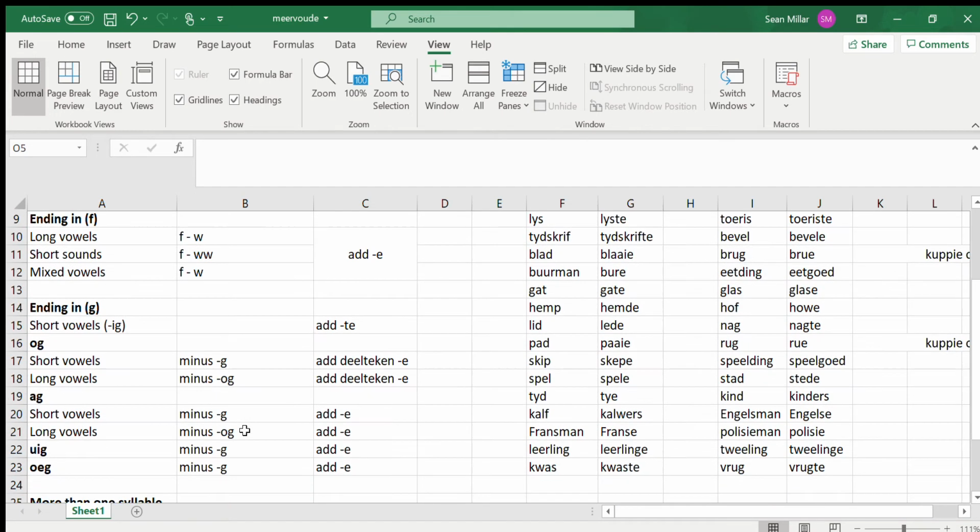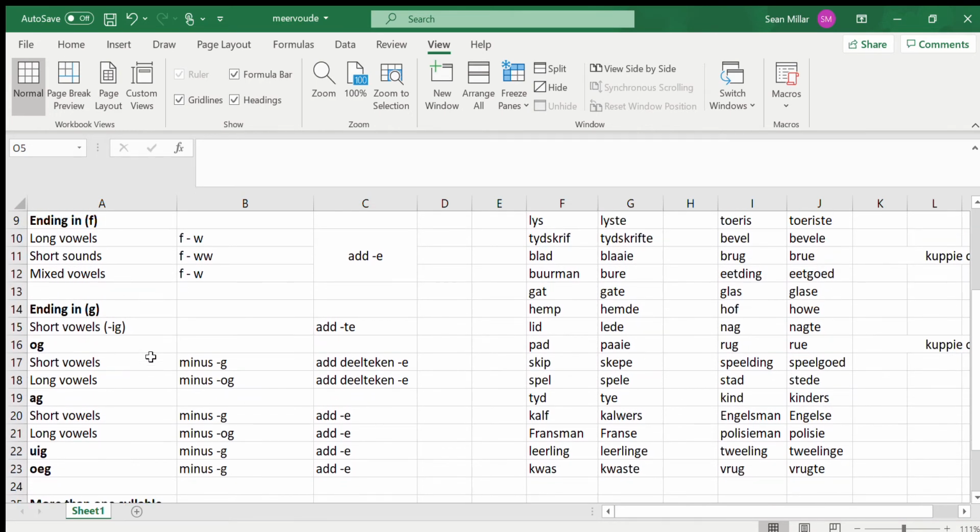Then ending in G, so there's a couple of rules for ending in G. Short vowels ending in IG, such as lig, you just add a TE, which would become ligte. If it ends in OG, a short vowel ending in OG, we minus the G and we add a deelteken E. Deelteken E is obviously the E with the two little dots on top. We only ever have a deelteken E if we have an OE next to each other or an EE next to each other. If there's an AE next to each other, there is no deelteken.